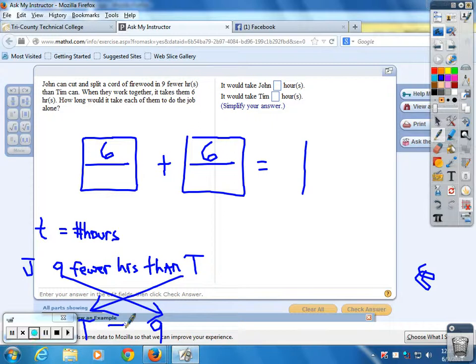You never been taught that. Didn't get your money's worth. Now, I'm not going to put T, I'm just going to put X, because that's what X is. This is X, and this is X minus 9. So J is equal to X minus 9. And what's Tim? Tim is just X. And now you're ready to start. You've got to get a common denominator.